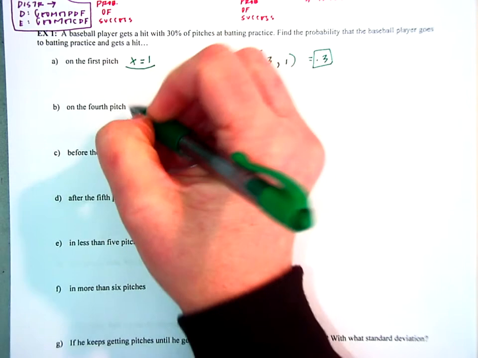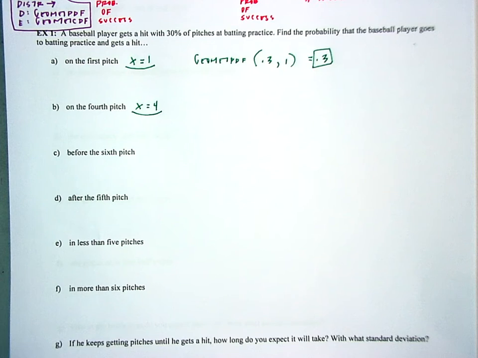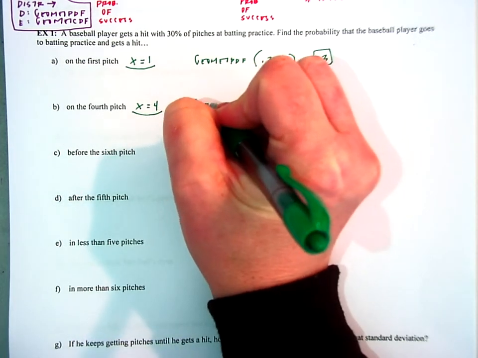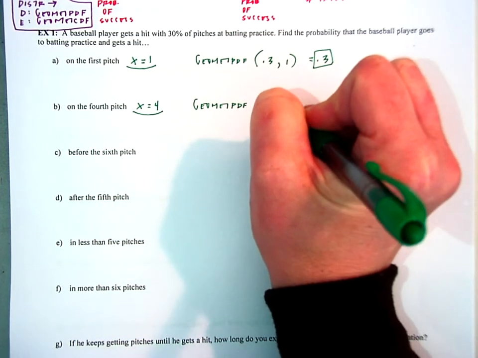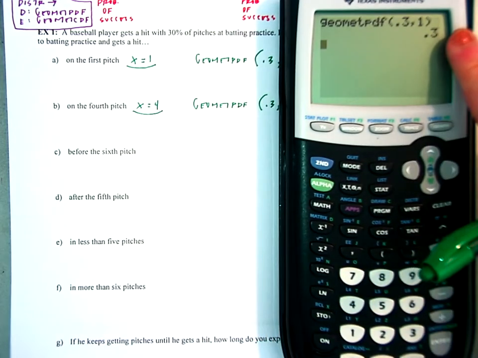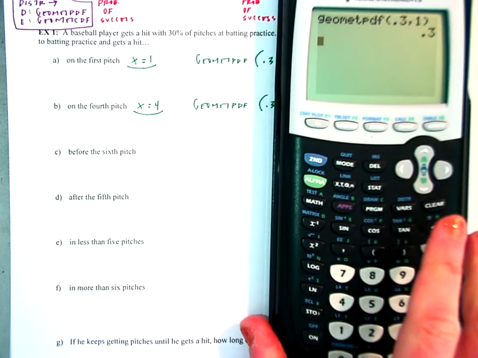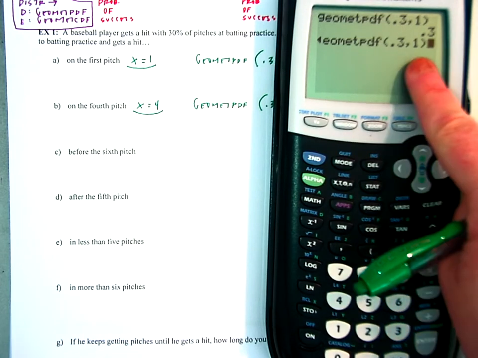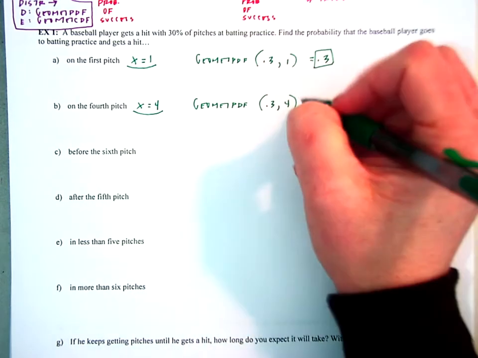Okay, on the fourth pitch, so that means that we have 3 failures. We got 3 no hits, right, until we finally get that hit on that fourth try. So here again, I'm using GeoMet PDF 0.3, 4. Okay, and something that I can do on these calculators also is I can retrieve my previous keystroke. So if I hit second enter, so enter is right down here, it pops it back up for me, and I can just go over and edit and make that a 4 instead. So that gets me 0.1029. Still exact.